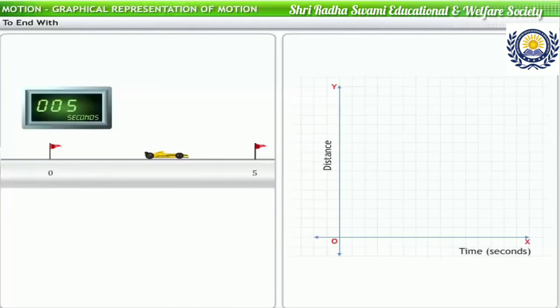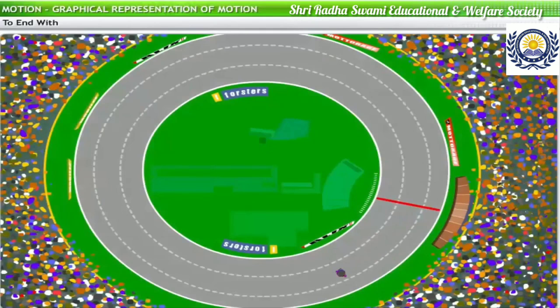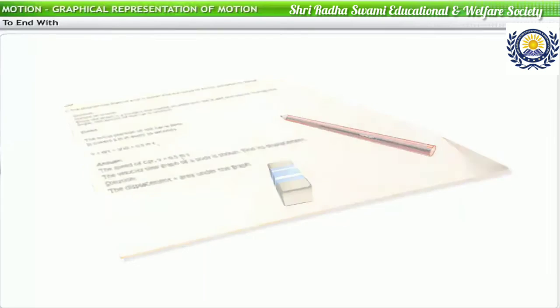This brings us to the end of this lesson on graphical representation of motion. In this lesson, you learned how to use graphs to analyze trends and derive and apply equations of motion. You also learned about uniform circular motion. The section on solved problems provides you an opportunity to review some model problems based on these concepts.